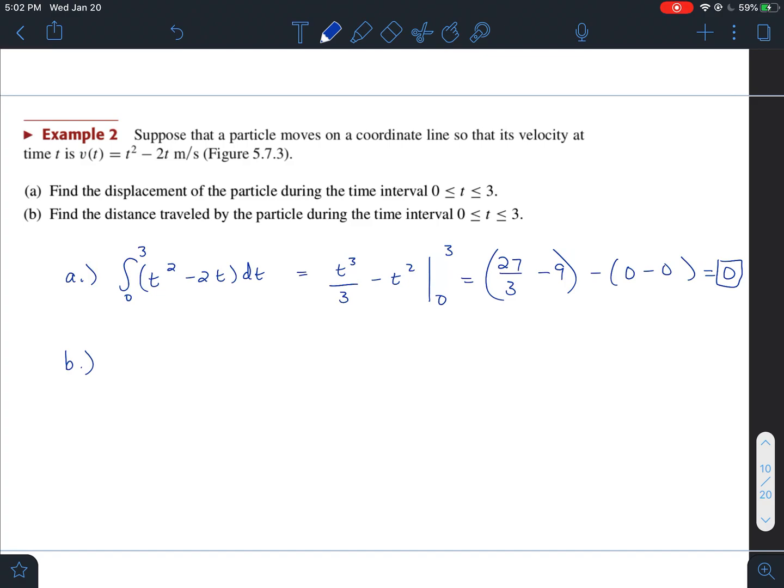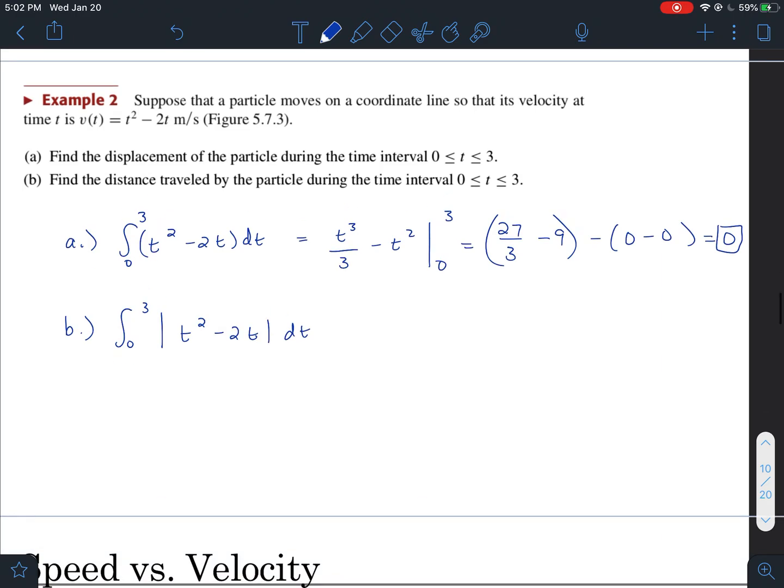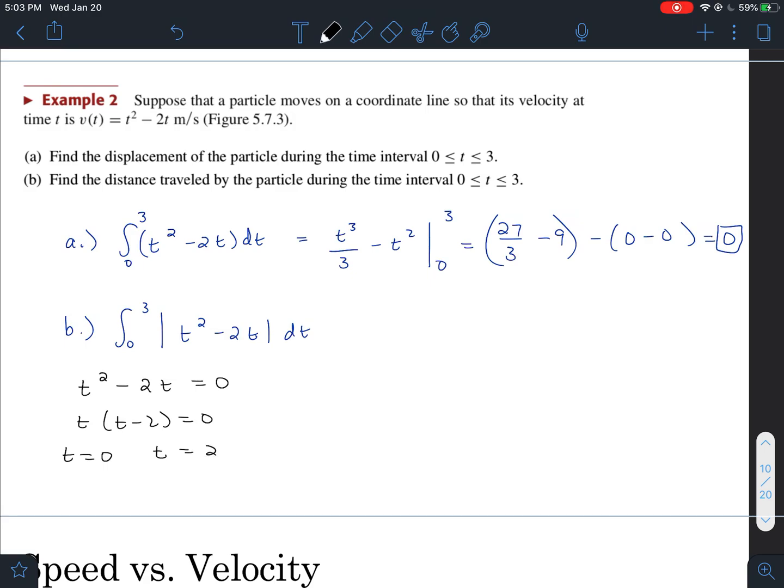Okay, the distance traveled is going to be, we're going to integrate between 0 and 3 the absolute value of t squared minus 2t dt. Well, to make sure that we're taking the absolute value, we need to figure out where this particle changed direction. So at some point, the displacement is negative, so it's below the x-axis. We've got to figure out where that happens. So we're going to take t squared minus 2t and set that equal to 0 because this is my velocity function. We're going to factor out the t, and then we have t minus 2. So we have t equals 0, and we have t equals 2.